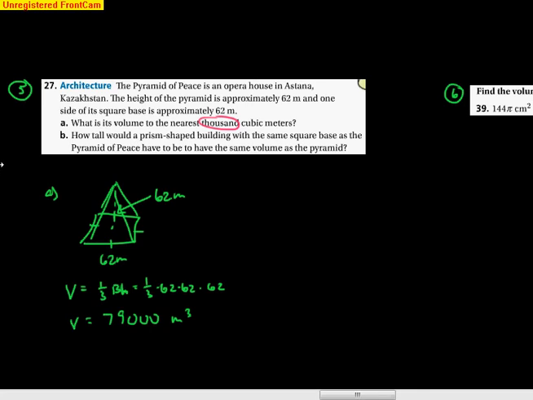And now the second question is the important question: how tall would a prism-shaped building with the same square base as the Pyramid of Peace have to be to have the same volume as the pyramid? Okay, so now part B says, okay, now we have a prism. Well, the prism has 2 bases. So here's my 2 square bases. Now the square bases are the same, so it's still 62 meters, but now the height is changing, and I want to know what height I need to still have the same volume. So I still want the volume to be 79,000 meters cubed. Okay, well, this is the prism now. No more 1/3. Volume equals area of the base times the height.